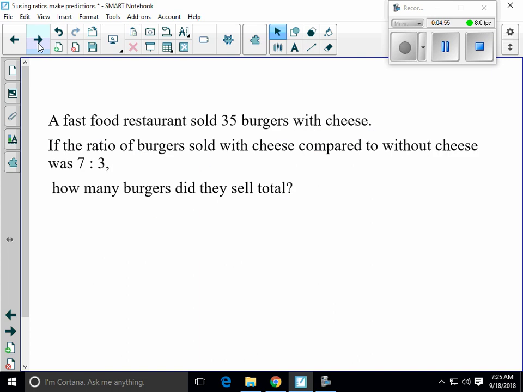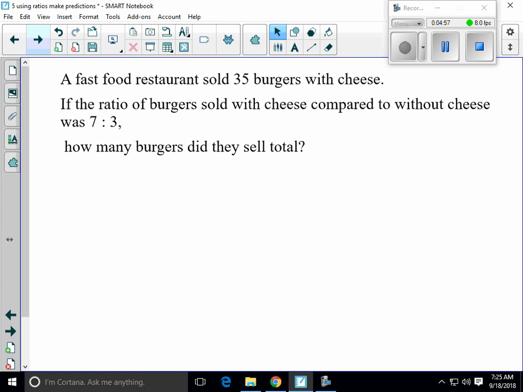All right, we'll try this one two ways again. A fast food restaurant sold 35 burgers with cheese. The ratio of burgers sold with cheese compared to without cheese was 7:3. How many burgers did they sell? Let's change this. Let's just say, how many burgers did they sell without cheese?